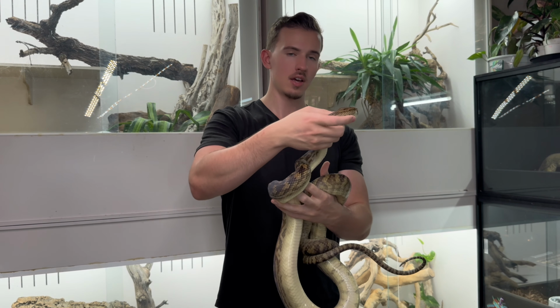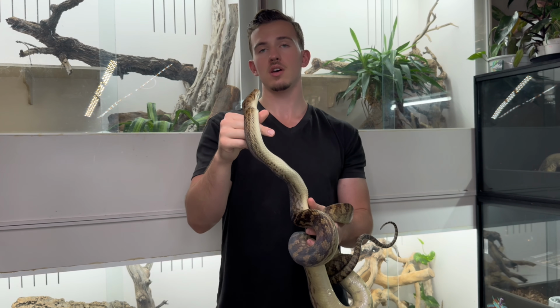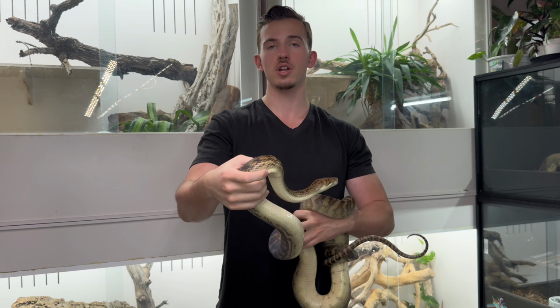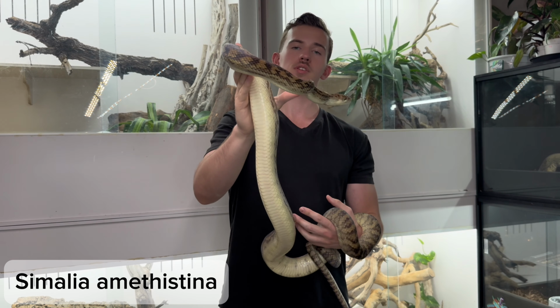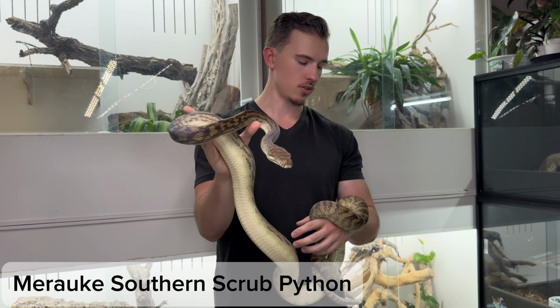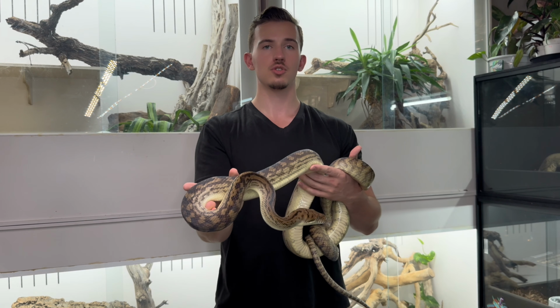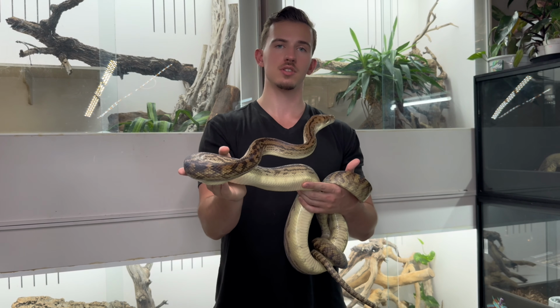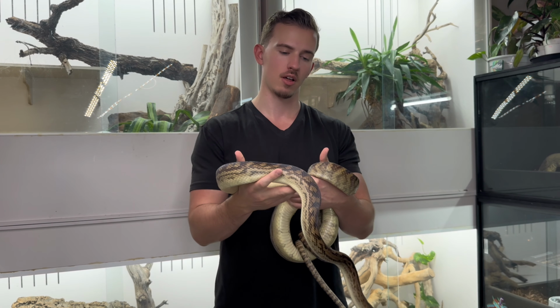So with that said, this is the first type of scrub python we'll be getting into, and this is the species that encompasses a majority of the different locality types, which is Simalia amethistina. This is a Malukan locality southern scrub python. So much like green tree pythons, the scrub python populations are really separated by that central mountain range in Papua New Guinea, to where the northern types and the southern types are pretty distinctive from one another.